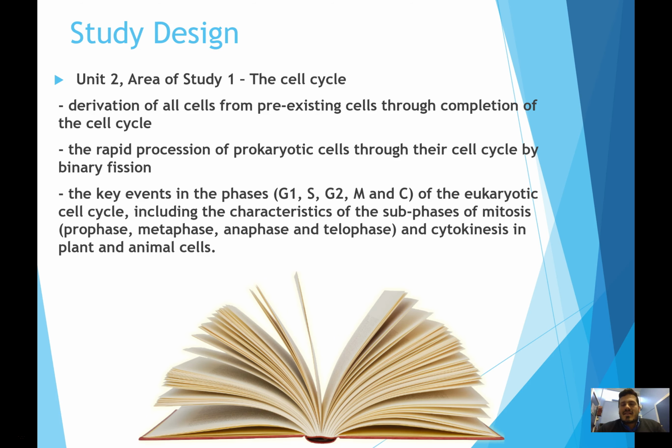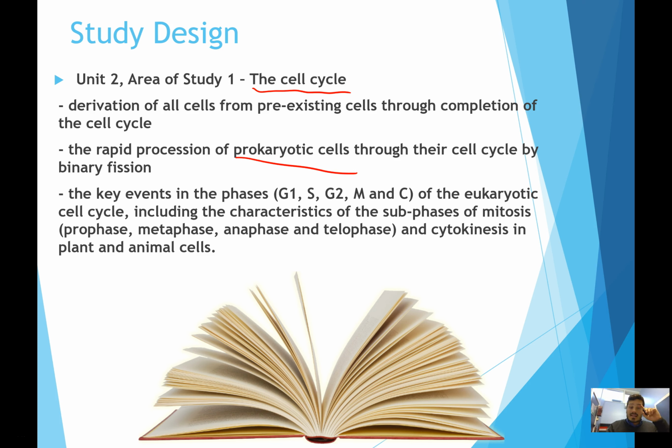In your study design, we're doing the very start of Unit 2, Area of Study 1, which is all about the cell cycle, something you would have looked at in your holiday homework, hopefully. The cell cycle is all about the derivation of cells from pre-existing cells through the completion of what we call the cell cycle. We're going to talk about the cell cycle in terms of prokaryotic cells and eukaryotic cells.